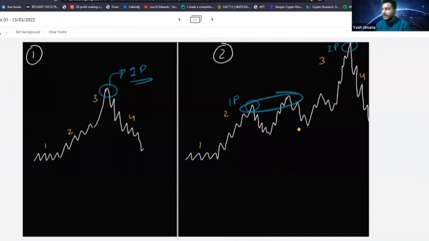I believe we are currently around this area, but I can be wrong. It can be something like this, let's say, and then it will move up. But the overall logic is that we have to see one more peak. The second peak can be around 100k or it can be around 150k, we don't know. But there has to be a second peak in this market cycle.